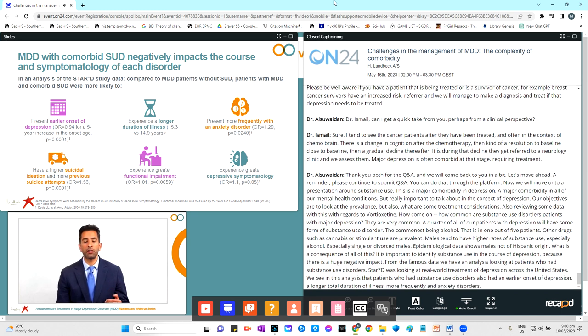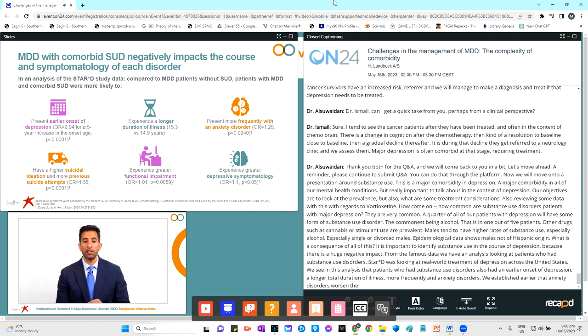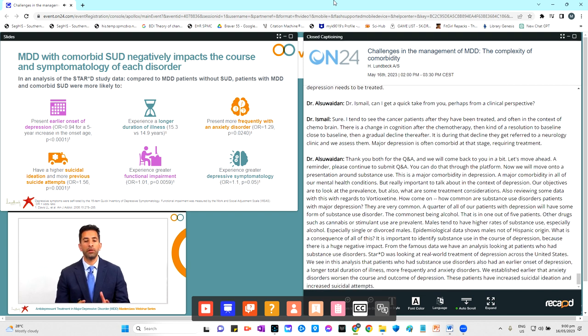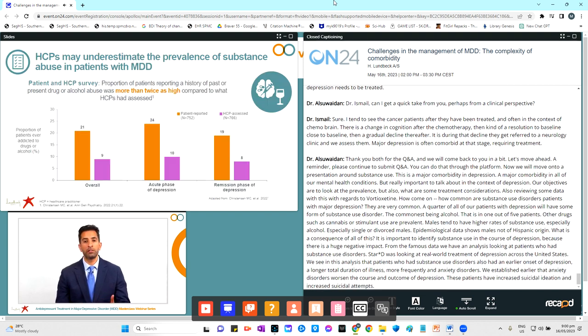And we established earlier, and we'll talk about later, that anxiety disorders worsen the course and the outcome of the treatment of depression. These patients have increased suicidal ideation and increased suicidal attempts. And as a whole, this increases depressive symptomatology and worsens functional outcome.